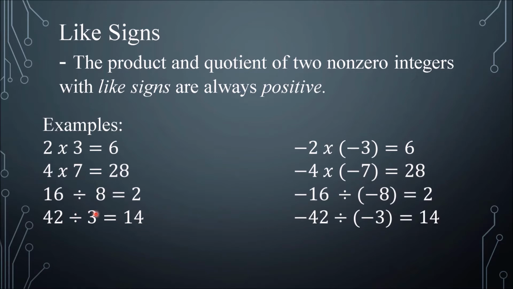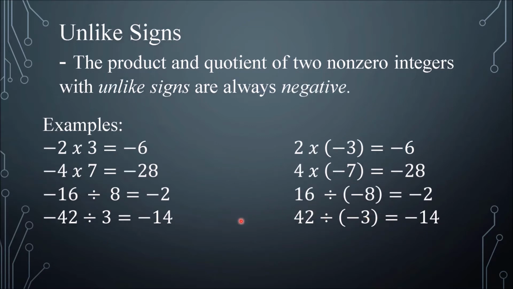Same is true with the quotient. 16 divided by 8 is equal to 2. Both 16 and 8 are positive. That's why the quotient is positive 2. Negative 16 divided by negative 8 is equal to positive 2. Both 16 and 8 are negative. That's why the quotient is positive. So 42 divided by 3 equals 14. Negative 42 divided by negative 3 is also 14.